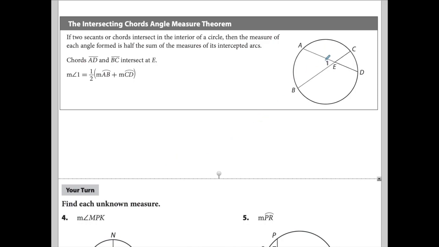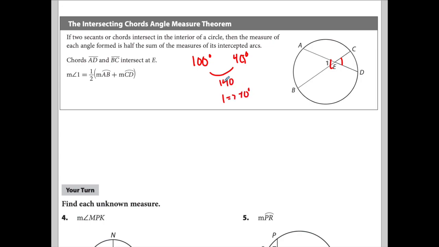Essentially what that means, if you look at that, is that this is half of the sum of AB plus CD. So what you should have noticed is, first of all, these are congruent because they're vertical angles. And then the second thing you should have noticed was that they were equal to half of AB plus CD. So for example, if AB was 100 degrees and CD was 40 degrees, then if you add them up, you get 140. So angle 1 would be 70 degrees because it would have to be half of that.